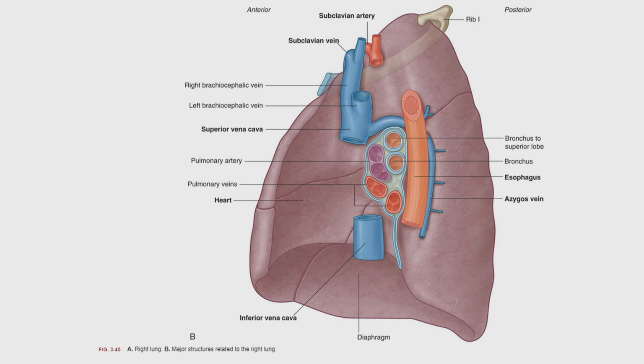May I ask you, in the left lung, above the root of the left lung, there is an impression for? Anybody? If this were the left lung, we don't have the azygos vein, but we have the impression of? Yes, the arch of aorta. So on the left side above the hilus of the lung there is the impression of the arch of aorta, and on the right side is the azygos system.